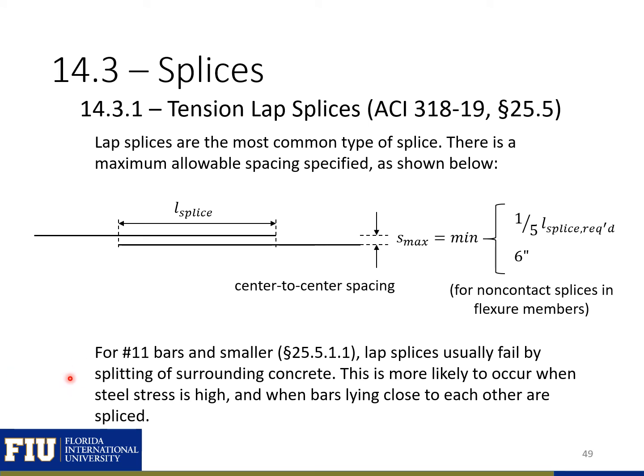Note that for number 11 bars and smaller, our lap splices are typically going to fail by splitting of the surrounding concrete. This is more likely to occur when steel stress is high and when bars lying close to each other are spliced. So the splitting type of failure is our most likely type of failure for our lap splices.